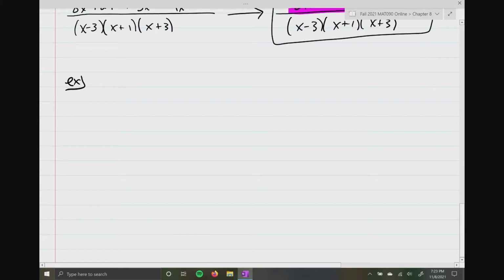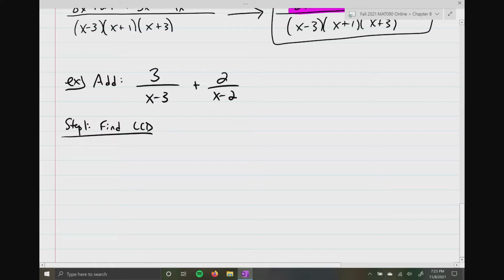So what we're going to do is we're going to add. Now, I promise this one is going to be much easier than the previous one. Okay? So we're going to add 3 over x minus 3 plus 2 over x minus 2. Okay? Step 1, we're going to find the LCD.